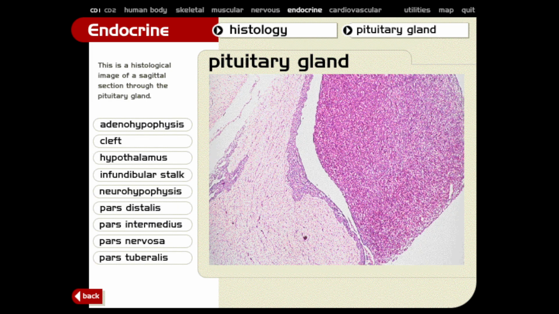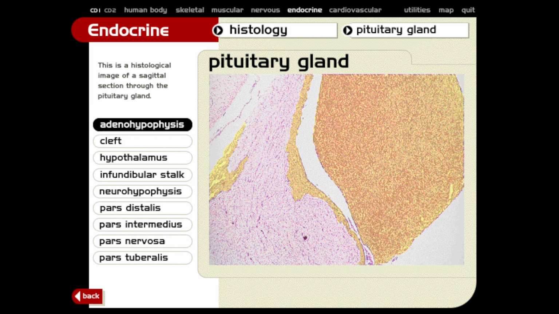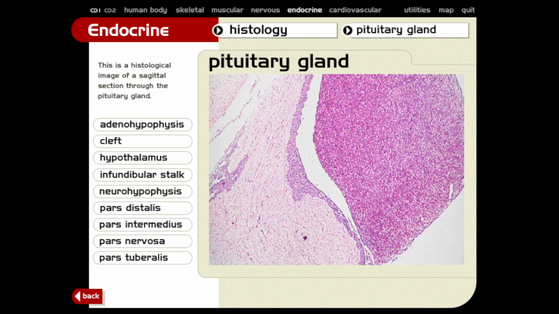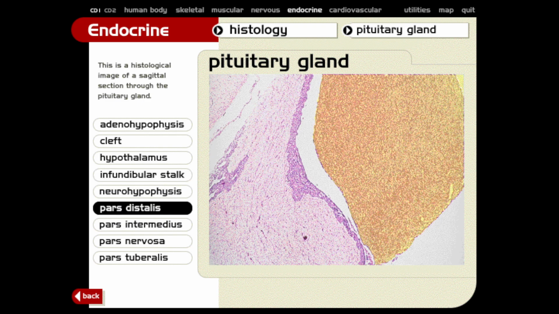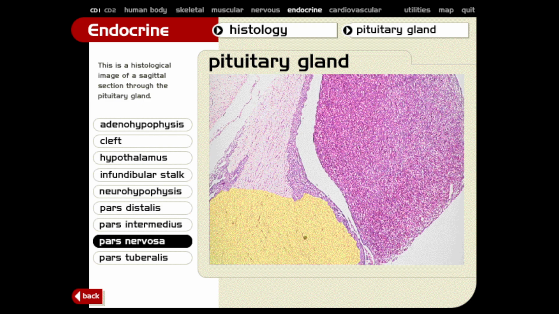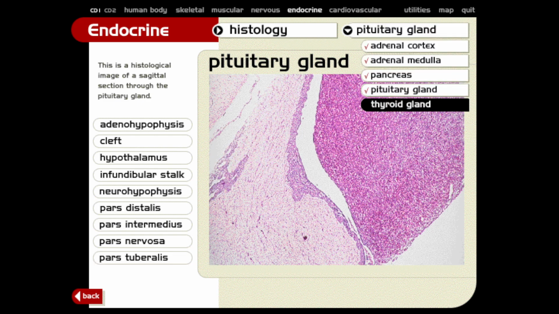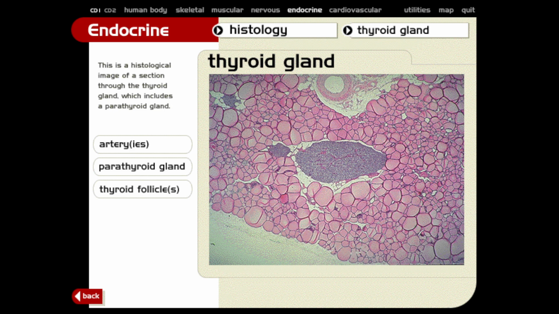This is a histological image of a sagittal section through the pituitary gland. This is a histological image of a section through the thyroid gland, which includes a parathyroid gland.